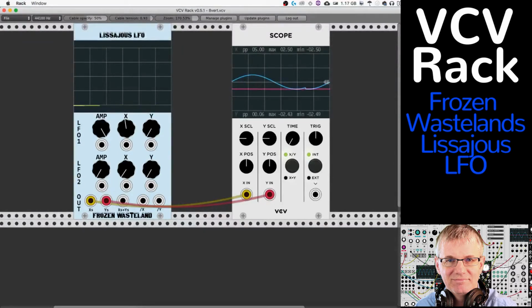So if I crank up my X on, I'll turn my amplitude all the way up on LFO2, but I have nothing input, so LFO2 is not really doing anything yet. So now if I turn up my variable on the X, on the second one, look what's happening. Now we're getting the interaction between both.